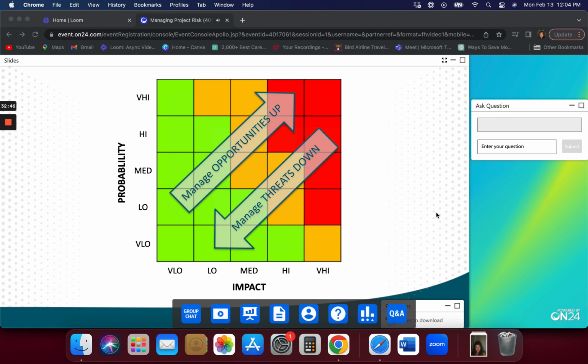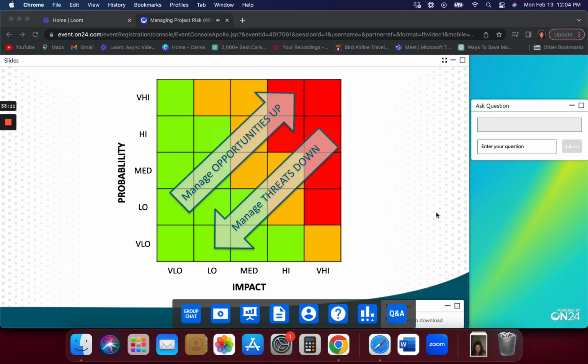Because we're working in opposites, it can get very confusing. And so a lot of people, and I'm one of them, would separate them. We would have a separate matrix for threats and a separate matrix for opportunities, so that you would keep threats and opportunities separate. It's much easier to see and not get confused.